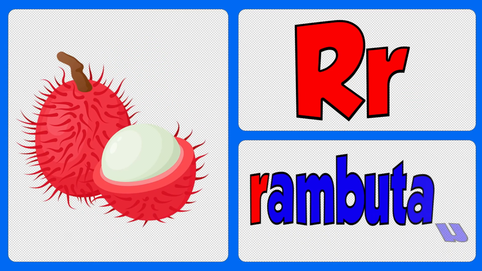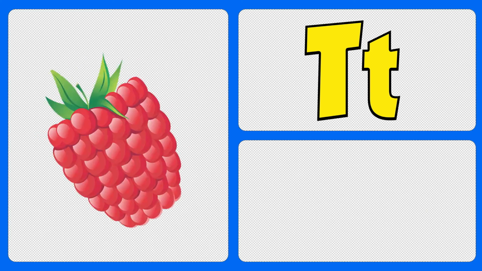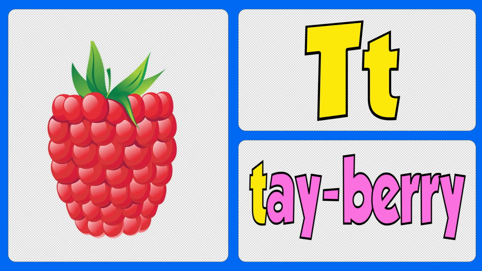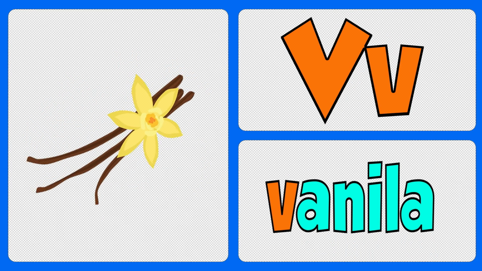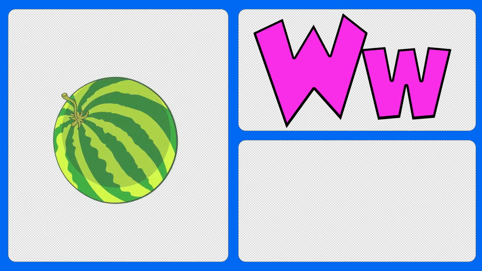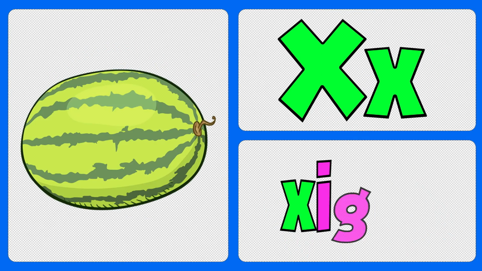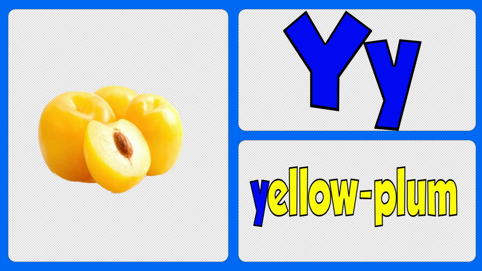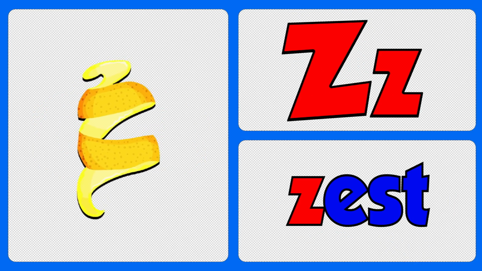R for rambutan. S for star fruit. T for tea berries. U for ugly fruit. V for vanilla. W for watermelon. X for zebra. Y for yellow plum. Z for zest.